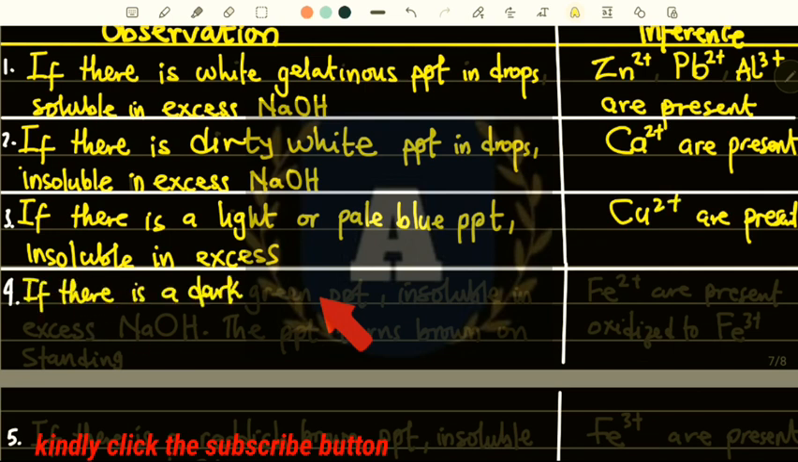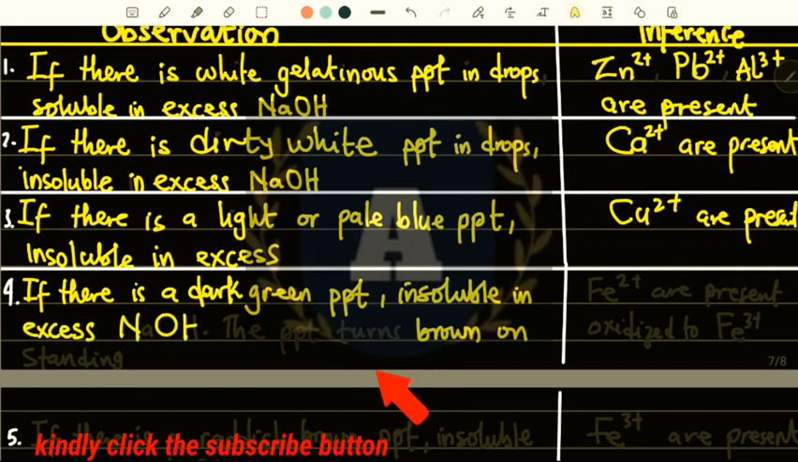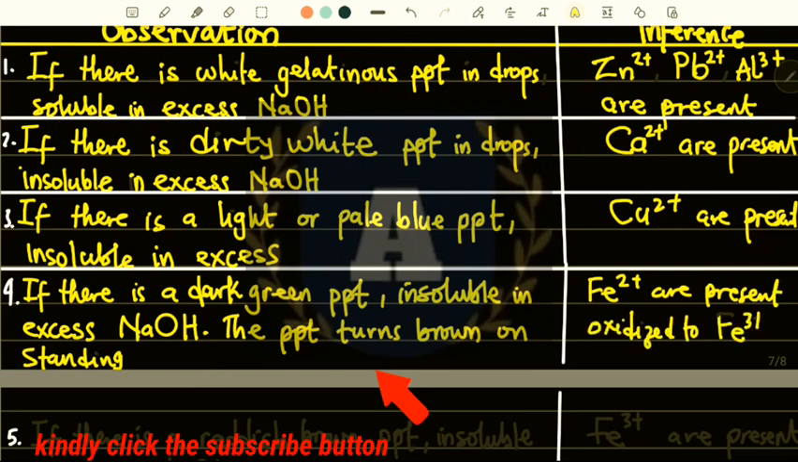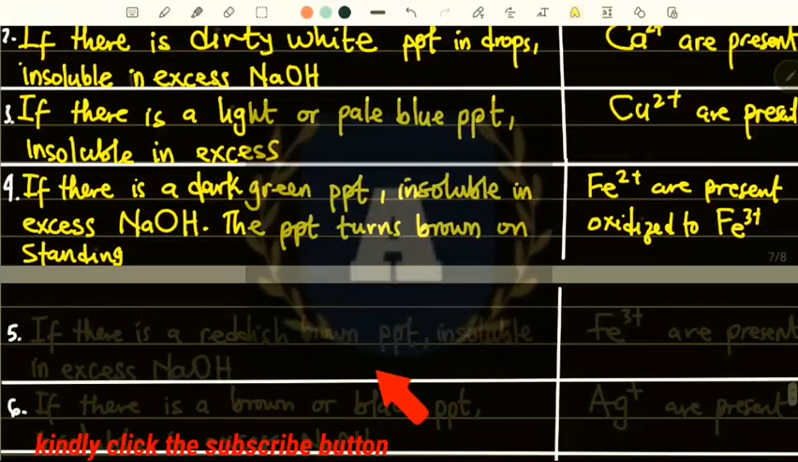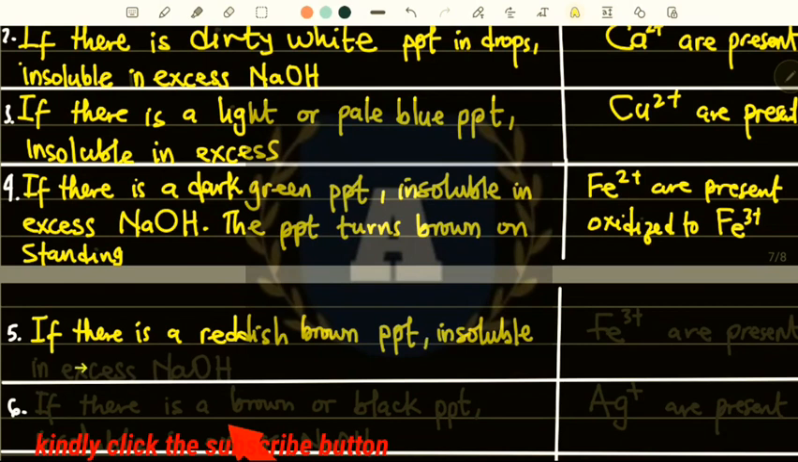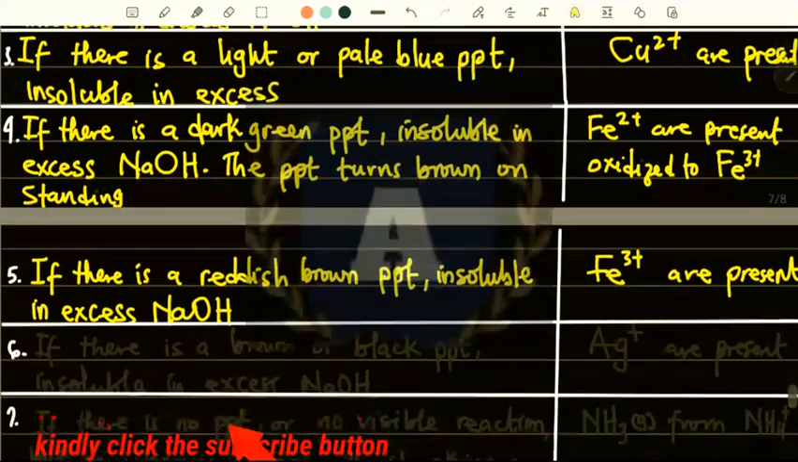And if there is a dark green precipitate, insoluble in excess sodium hydroxide, please make sure you write your precipitate in full. If the precipitate turns brown on standing, then you say iron 2 is present, and it oxidizes to iron 3. Very important here. Now, if there is a reddish brown precipitate which is insoluble in sodium hydroxide, then know that iron 3 is present.